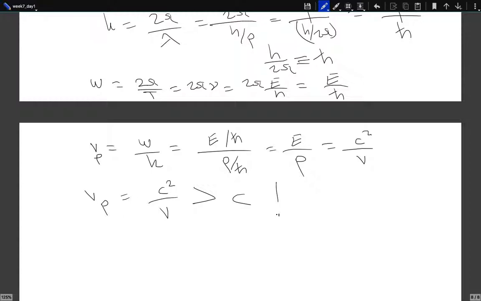So you see, we know that v is less than c. So c squared over v is definitely larger than c. This wasn't a problem in the case of the photons, because for photons, v is equal to c, so the phase velocity is c, which is the speed of the photons. But now we have a problem. It just doesn't work.